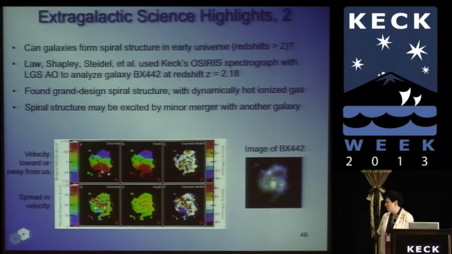It has grand design spiral structure, dynamically hot ionized gas. And so they analyzed with OSIRIS the kinematics of how the material in this galaxy was moving. And in this top image, the colors represent the velocity of the gas and stars towards us and away from us. So the stuff that's blue is moving towards us on one side of the galaxy. The stuff that's red is moving away from us on the other side of the galaxy. So this galaxy is clearly rotating and has large-scale structure. And when you subtract the large-scale motions, you see what's left is the motions that maintain the spiral arms in this large-scale spiral.